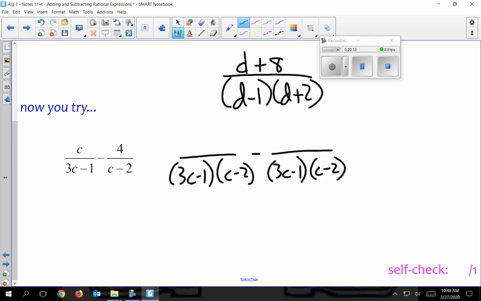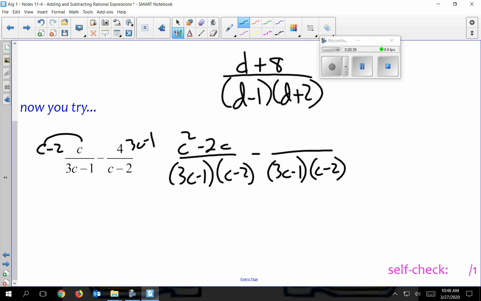I'm just going to take the denominators. They're different, so I'm just going to stick them together. There's nothing I can do to make them the same. But I have to multiply this top by c minus 2, and I have to multiply this top by 3c minus 1. So distribute that. c times c is c squared, and c times negative 2 is negative 2c.